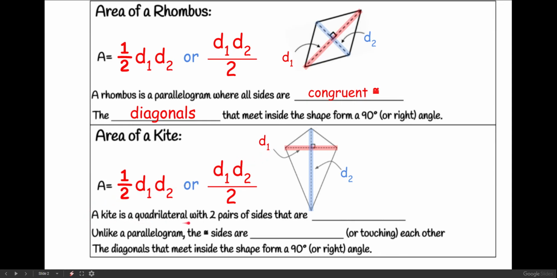A kite is a quadrilateral, a 4-sided figure with 2 pairs of sides that are congruent. Congruent just means the side lengths are equal. Unlike a parallelogram, the congruent sides are adjacent, or touching each other. With a parallelogram, you have 2 congruent sides that are opposite of each other. But with a kite, the 2 equal sides are next to each other, so they're touching. Like this is equal to that, and this side is equal to this side right here. And like a rhombus, the diagonals that meet inside of a kite form a 90-degree, or right, angle.